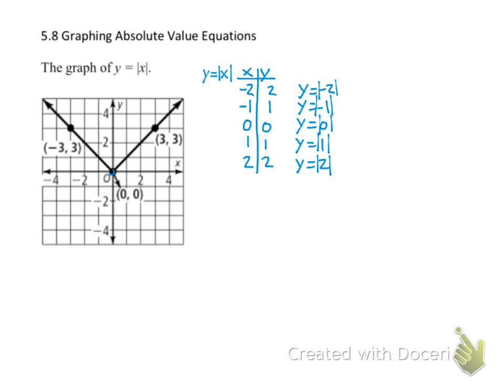Then when we plot those points, you'll see that as x increases, y increases, and then when x is decreasing, we have y is increasing for each of those values. And when you connect the dots, you have the V-shaped graph, which is an absolute value equation.